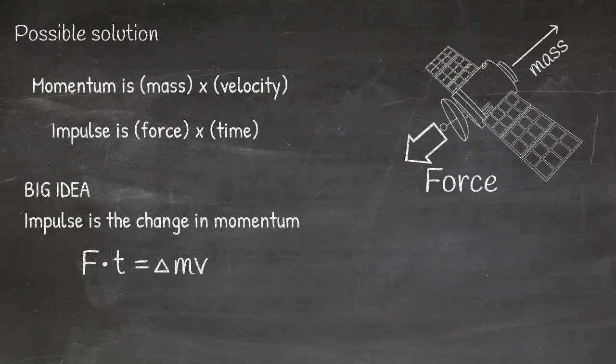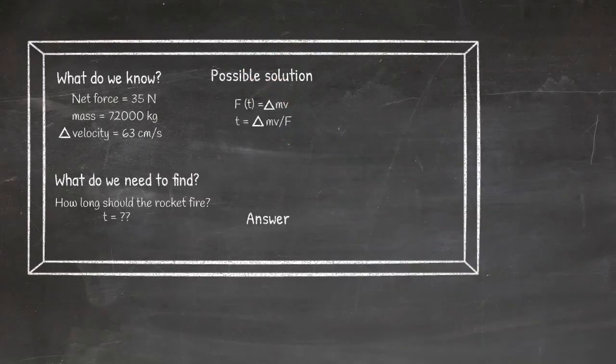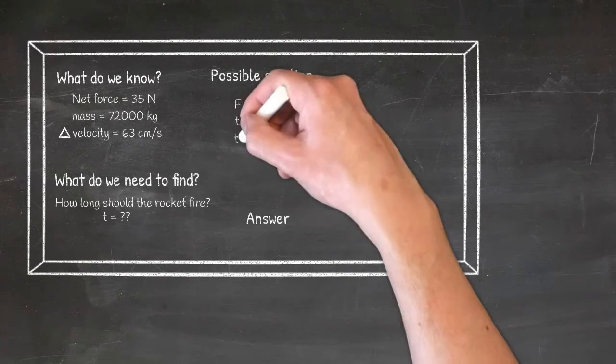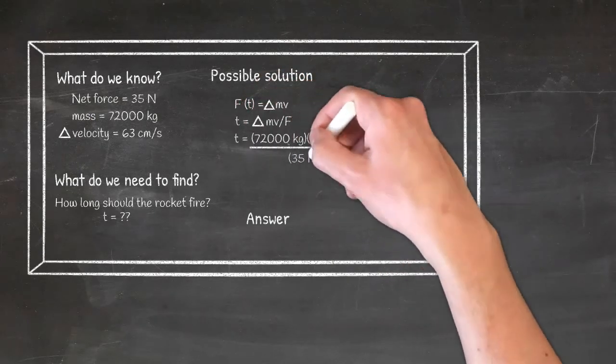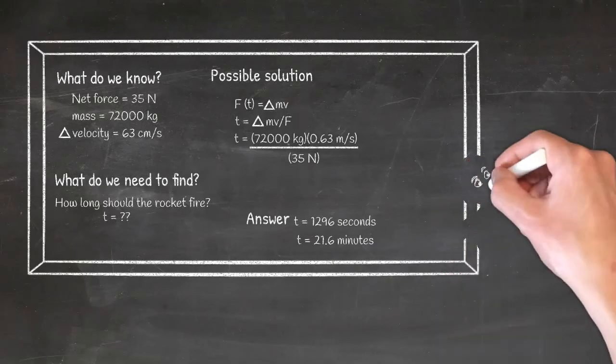So we can adjust that when we need to. Now we're looking for the time the rockets will fire. So let's solve the equation for time, and we get this equation here. Okay, let's write that down in our possible solution section. We've got the impulse as the change in momentum, solve that for time, and then we can fill in the appropriate numbers here. 72,000 kilograms for the mass. The change in the speed is 0.63 meters per second. And then we'll divide by the force of 35 newtons, which already gets us to the final answer, the last step in our method. The time is 1,296 seconds, or 21.6 minutes.